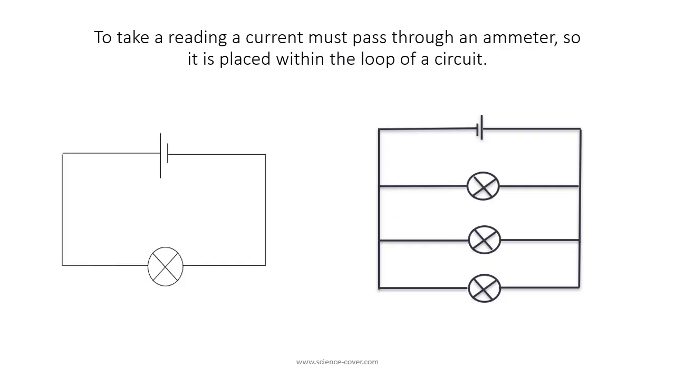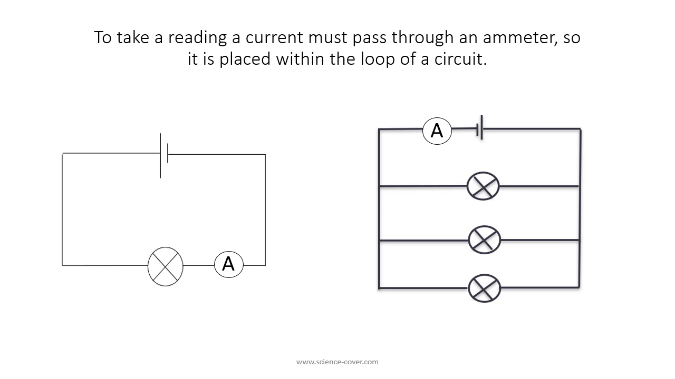So to take a reading with an ammeter, the current has to pass through the ammeter. So to connect the ammeter to a series circuit, I can just place the ammeter anywhere within the loop. So the current will now flow through the ammeter, and it'll tell me how much current is traveling around my circuit. But in a parallel circuit, we have different branches, and so I can measure the current at different locations. If I want to measure the current going through the cell, I need to place an ammeter on the branch that the cell is attached to.